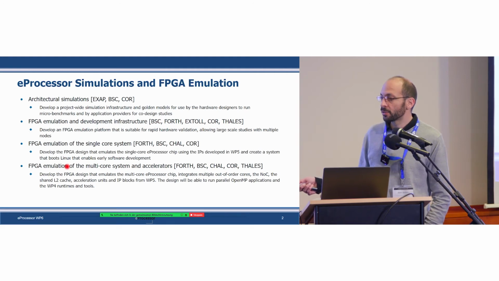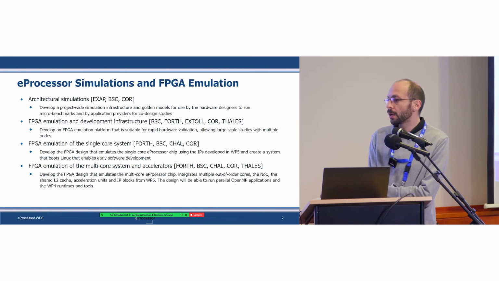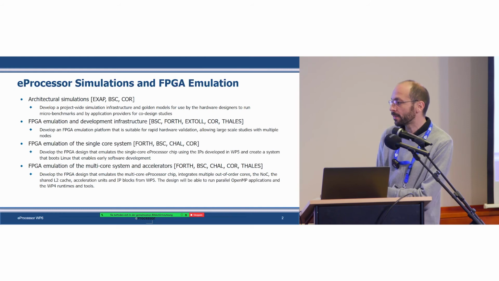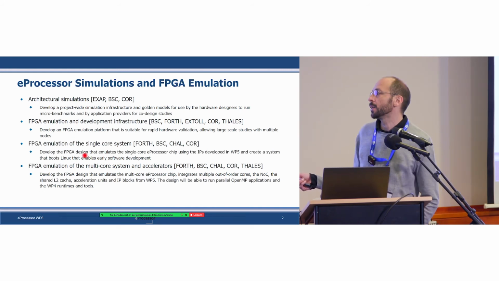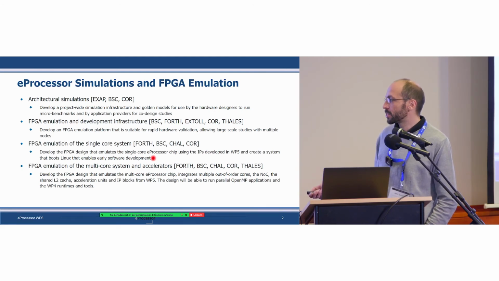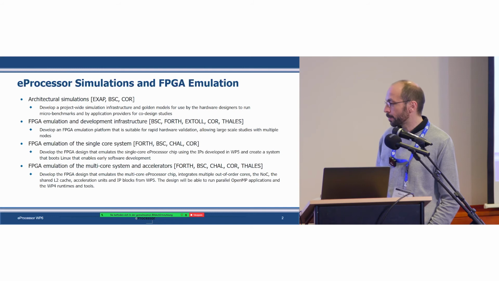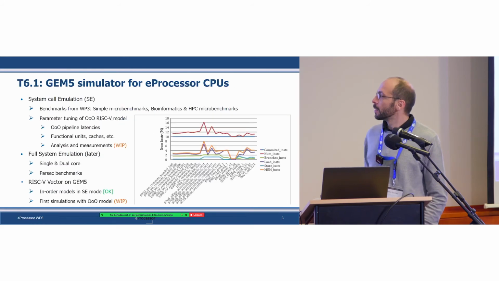One is an FPGA shell that we can use to connect with a host and to contain all of our IPs, and that can work as a software development vehicle for the single core system using the IPs that I presented earlier. And then there's the multi-core system version of that, of the FPGA emulator slash software development vehicle.